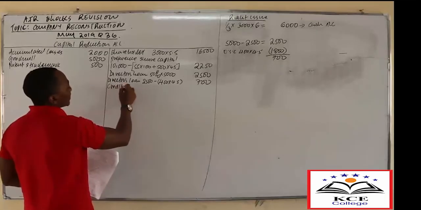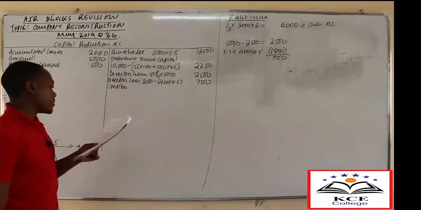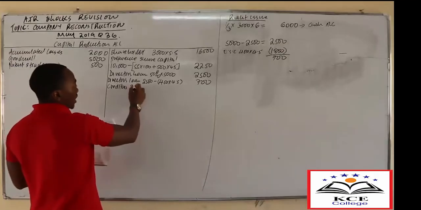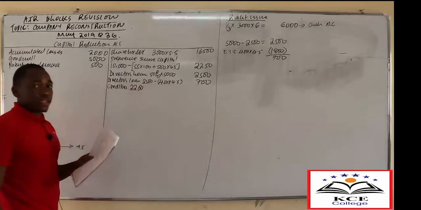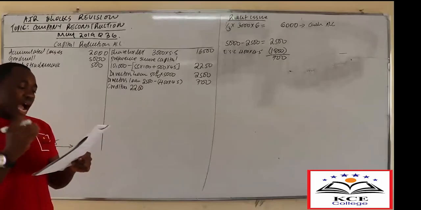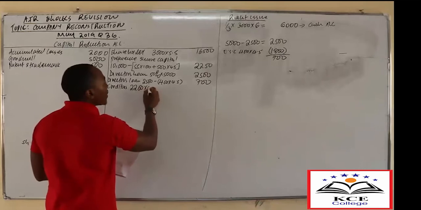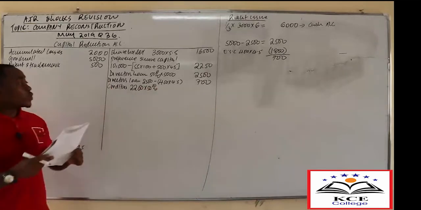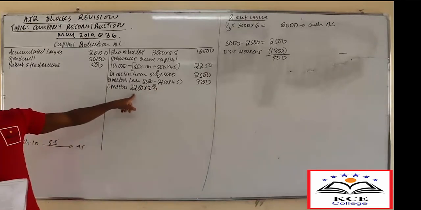Creditors. How much was the value of the creditors? It was 2,200. Did they sacrifice anything? Yes, they gave us a discount. Are you together? So creditors accepted to be paid half of the amount. So you multiply by 50. So 50% of 2,200 is how much?